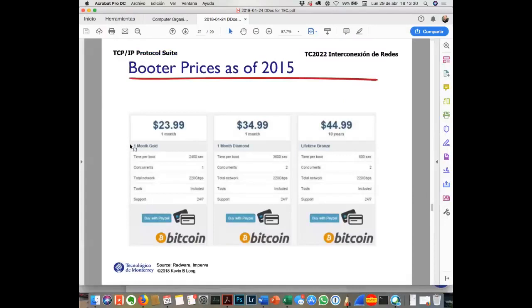Would you like to know how protected you actually are? We will attack you for a fee, and you can test how resilient your systems really are and have some idea if you're going to be able to withstand one. You can pay these guys with Visa, with PayPal, I mean, legitimate money, even $23.99, and they'll attack you for 2,400 seconds at 220 gigabits per second. Anybody here have a line bigger than that? If you don't, you're going down with this attack.